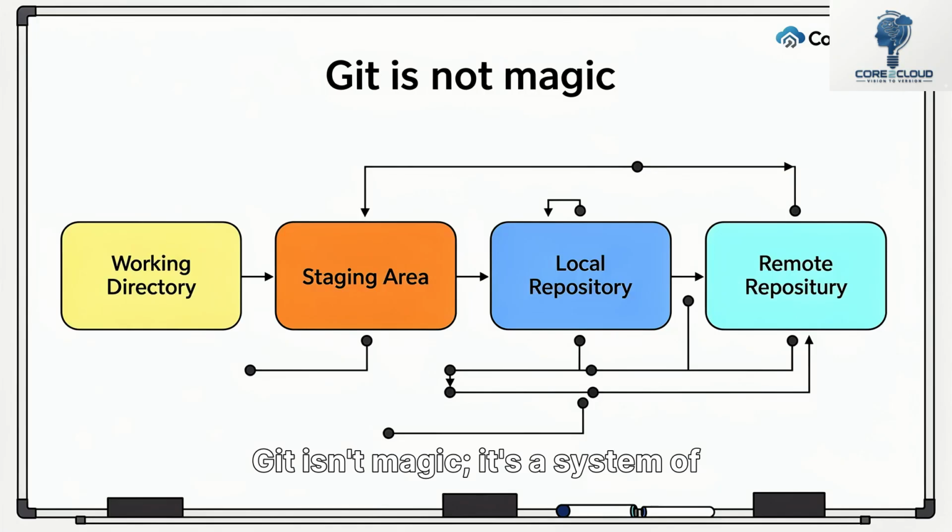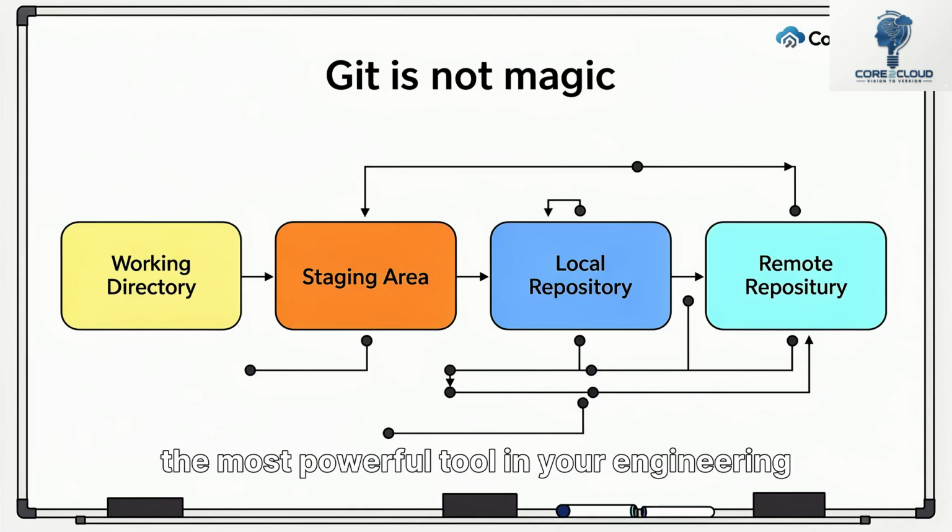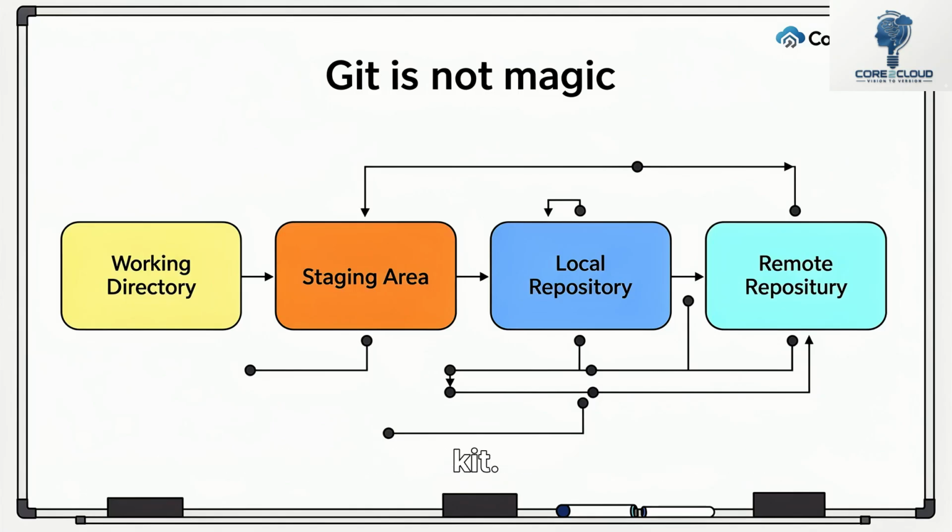Git isn't magic. It's a system of snapshots and pointers. Once you see it step by step, it becomes the most powerful tool in your engineering kit.